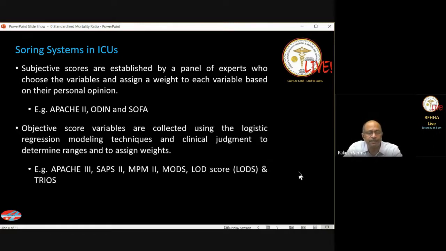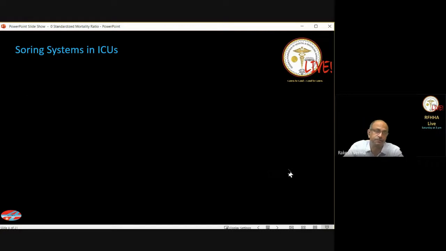Then we can have the objective scores, where the variables are collected using logistic regression modeling techniques. You do this by using the online calculation portals where these calculations can be done, and I'll share one such today. And the examples are APACHE 3, SAPS 2, like that. So these are the scoring systems which use objective score variables.